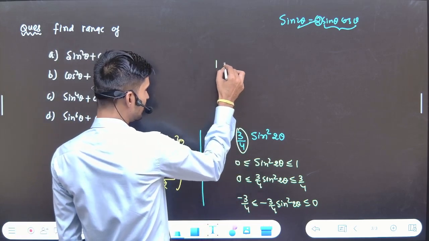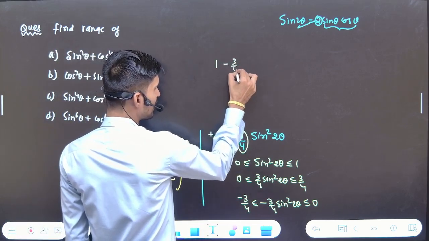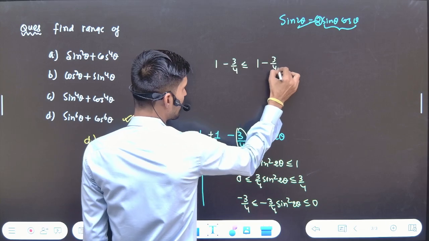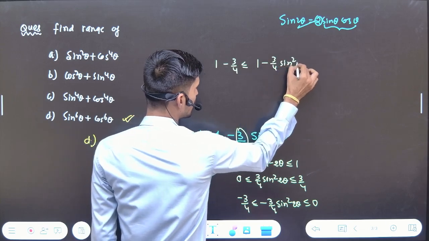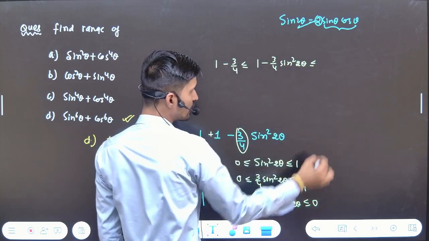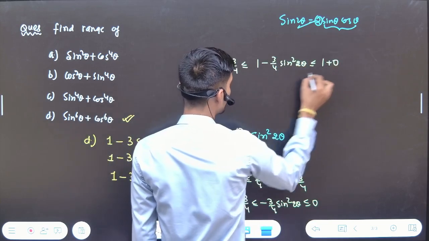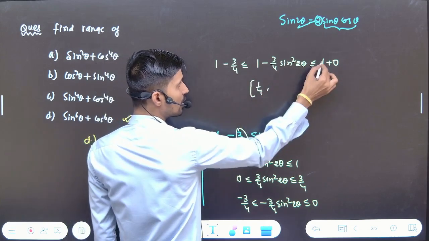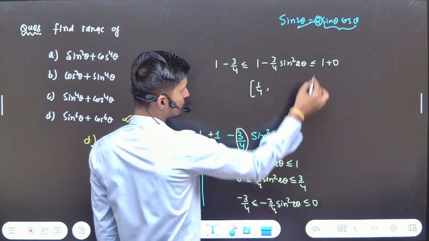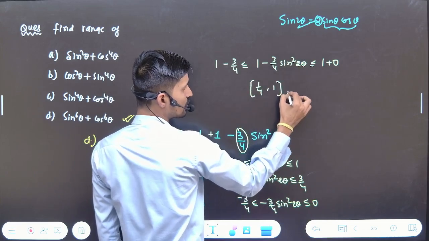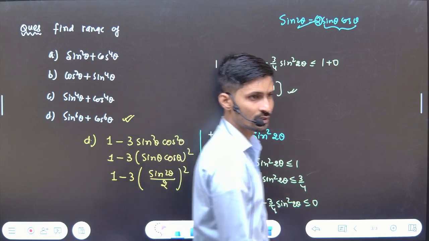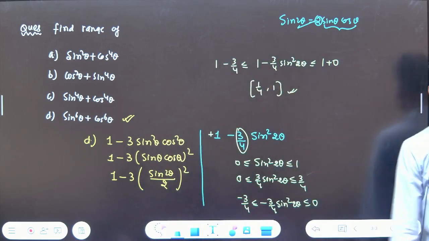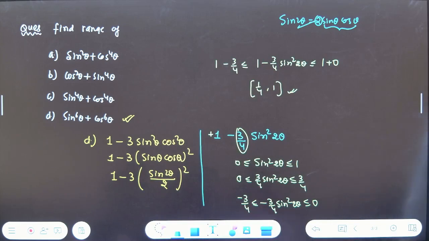Or you can simply write 1 minus 3 by 4 is less than or equal to 1 minus 3 by 4 sine square 2 theta, which is less than or equal to 1 plus 0. So 1 minus 3 by 4 will become 1 by 4, and the upper bound is 1. So this is the range. Now you can find the range for the rest of the three questions.